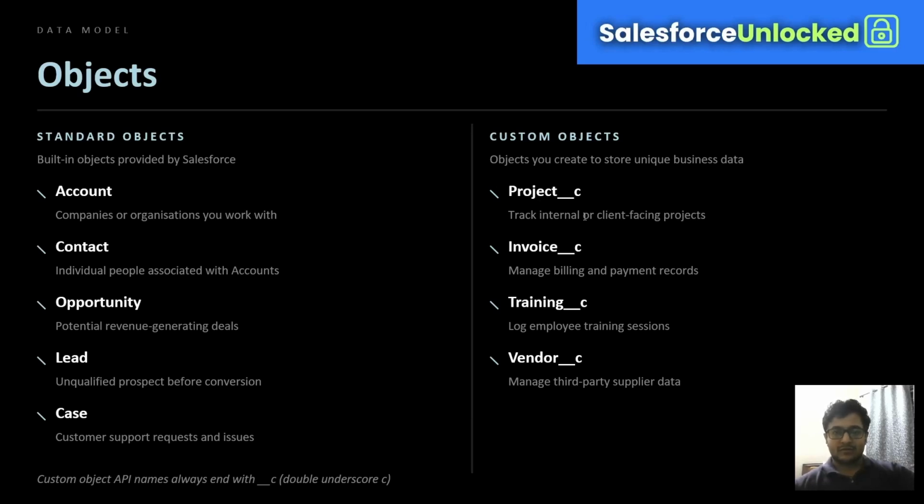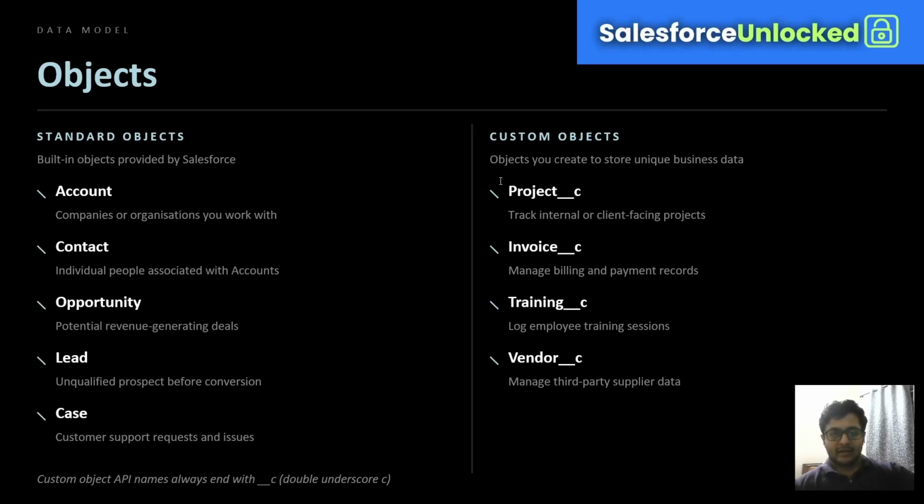So Salesforce gives you two categories of objects. On the left side we have the standard objects, and on the right there are custom objects. The standard objects come built into every Salesforce org. It is out-of-the-box functionality of Salesforce.